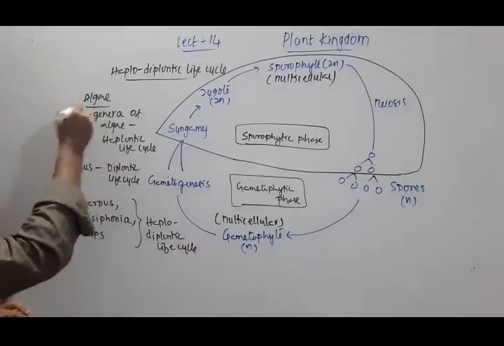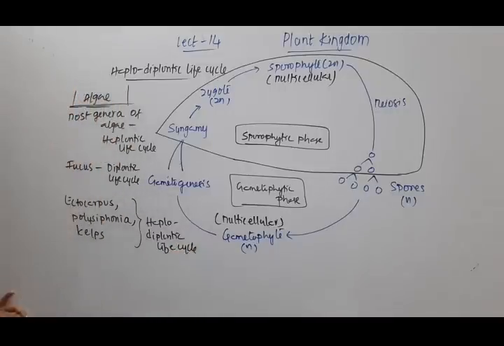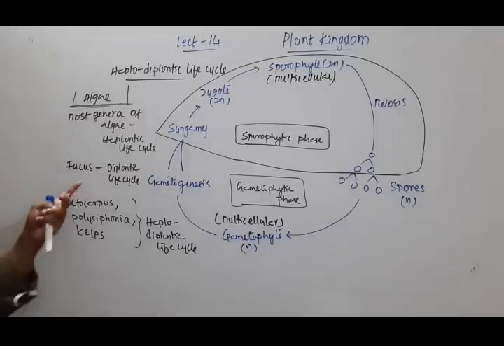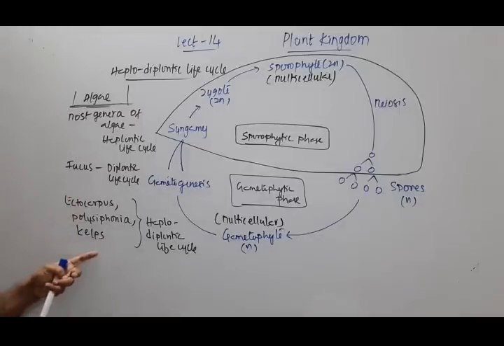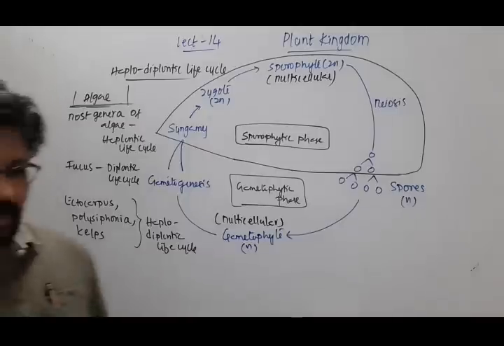This is the last small but important point on algae. Algae show all three: some species show a haplontic life cycle, some show diplontic, and some show haplodiplontic life cycles. So with this we finish the chapter Plant Kingdom.